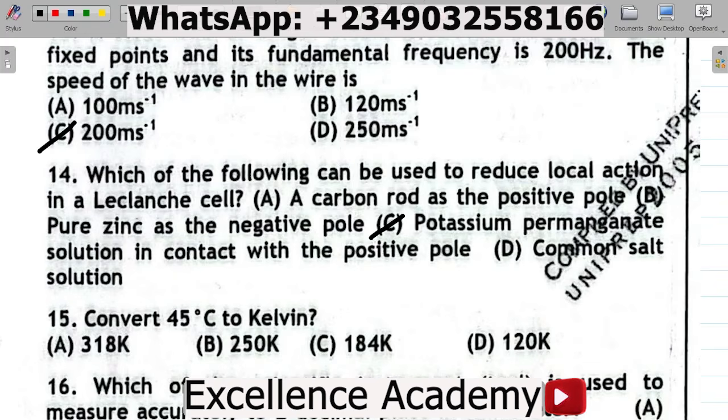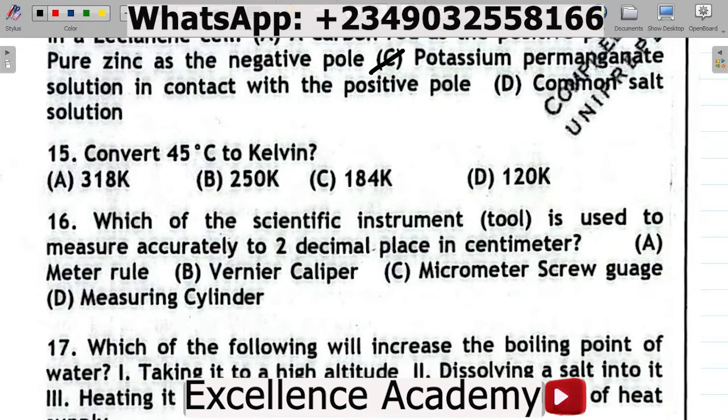All right. Next up, question number 15. It says convert 45 degrees Celsius to Kelvin. A, 318 Kelvin. B, 250 Kelvin. C, 184 Kelvin. D, 120 Kelvin. So what is the correct answer to this question? Here's a very simple question.